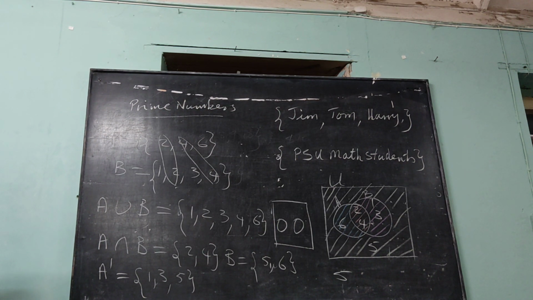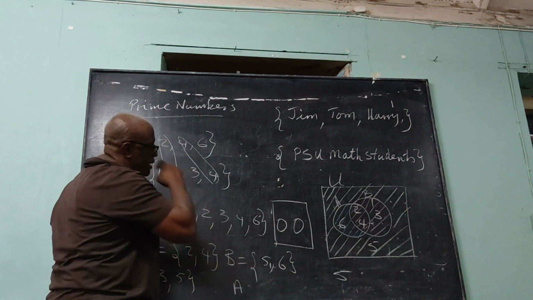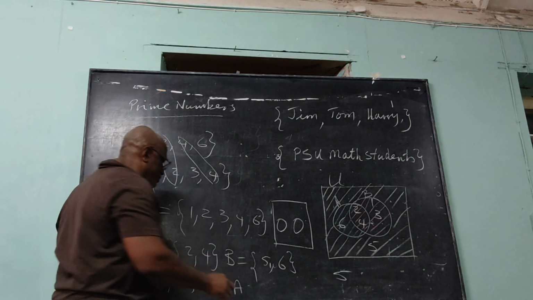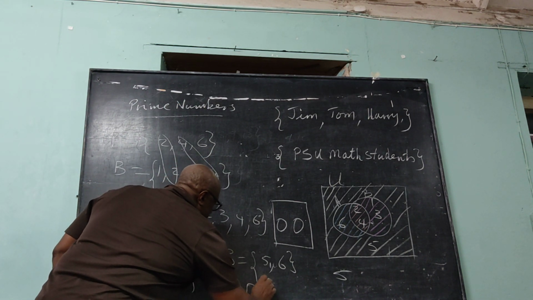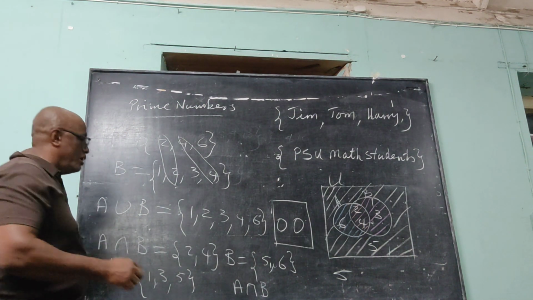Complement of A and B. Complement of A and B. Yes. Okay. A and B means A intersect B, right? This is all I'm going to give you now. A intersect, I wasn't going to give you that yet. A and B means A intersect B.